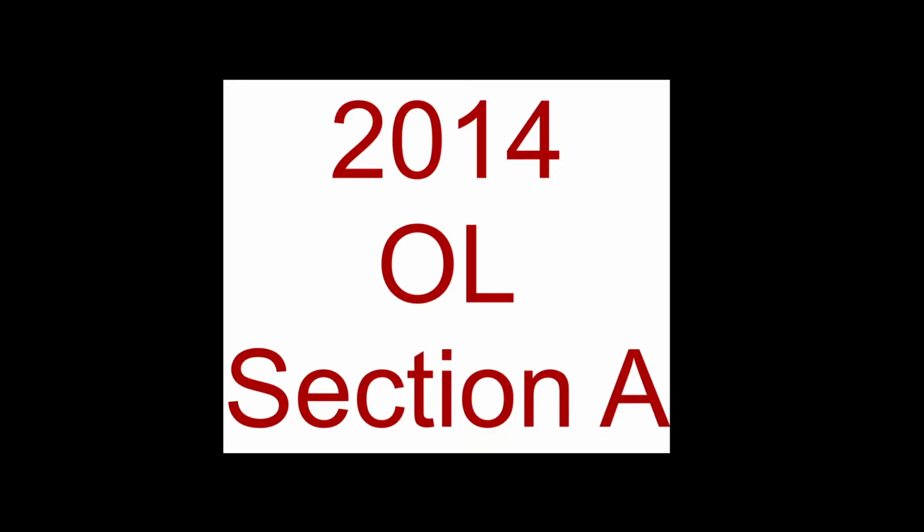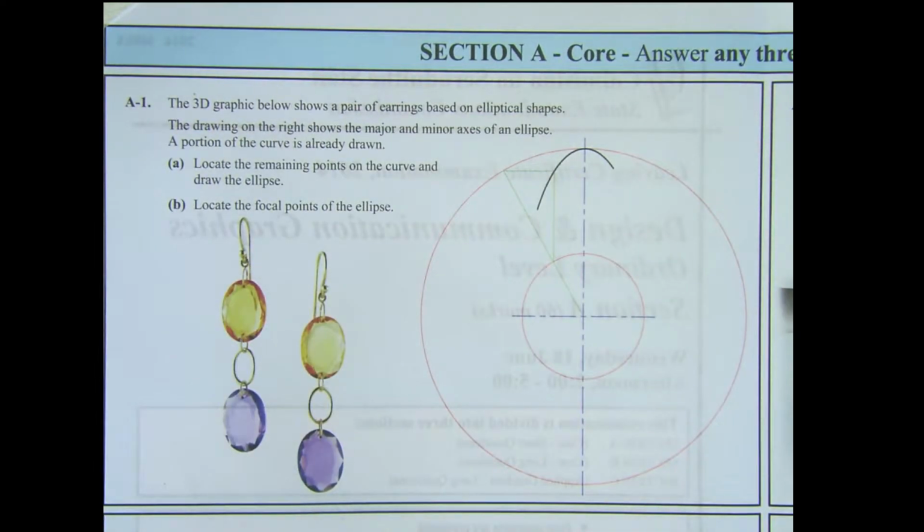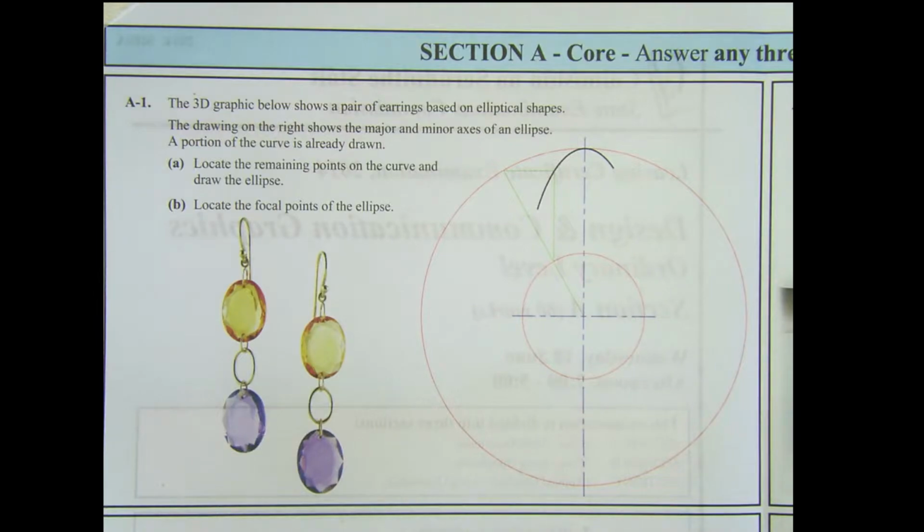This video is the 2014 Ordinary Level Section A. The first question is a conics question. The drawing on the right shows the major and minor axes of an ellipse. A portion of the curve is already drawn. Locate the remaining points on the curve and draw the ellipse.